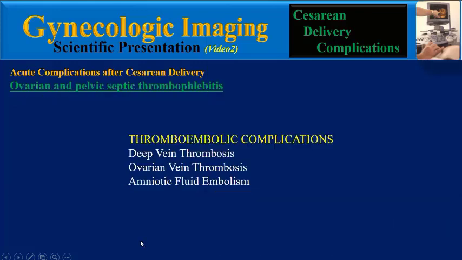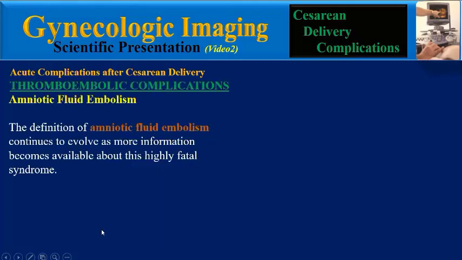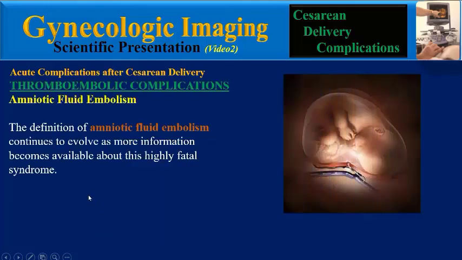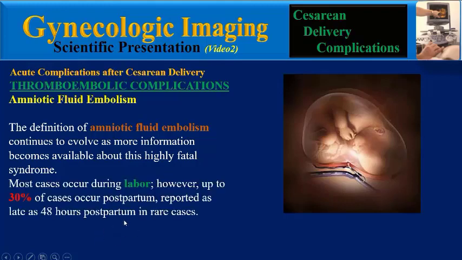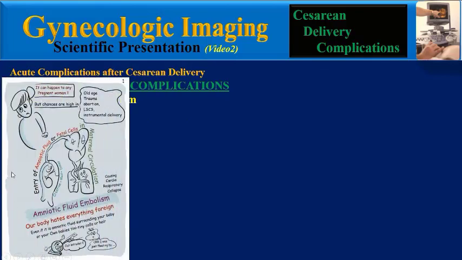Another entity is amniotic fluid embolism. The detection of amniotic fluid embolism continues to evolve as more information becomes available about this highly fatal syndrome. Most cases occur during labor, however, up to 30% of cases occur postpartum, reported as late as 48 hours postpartum in rare cases. These schematic images show a general understanding about amniotic fluid embolism.